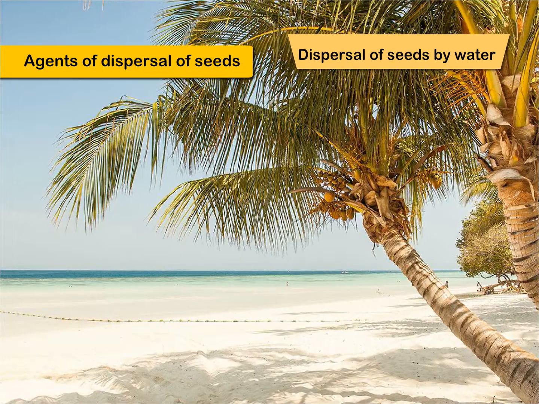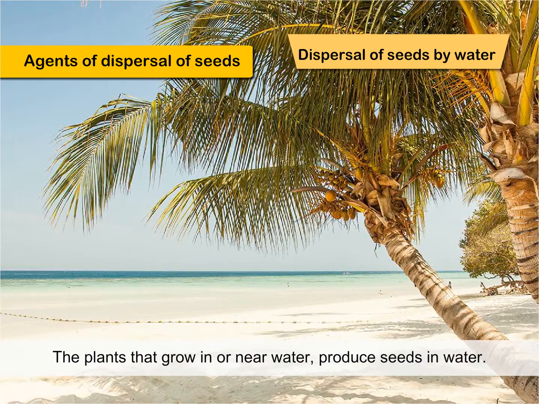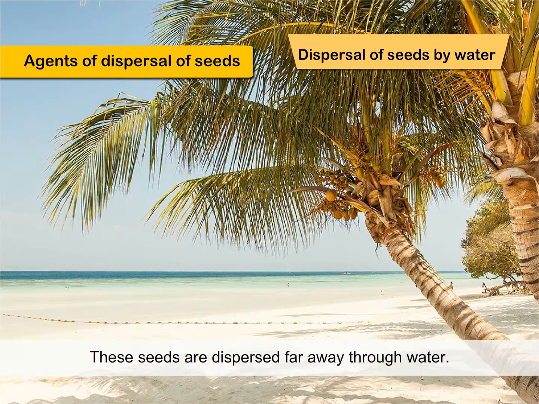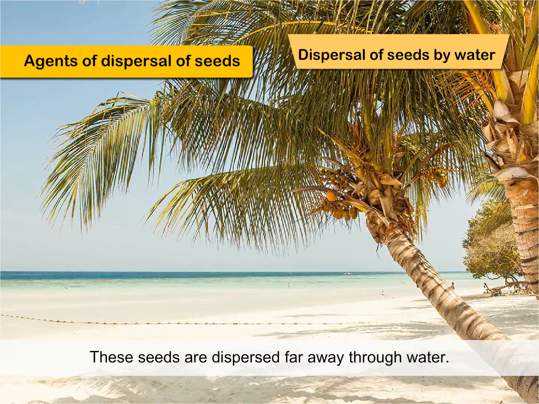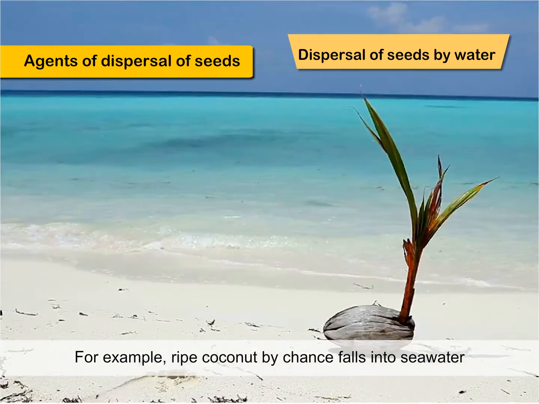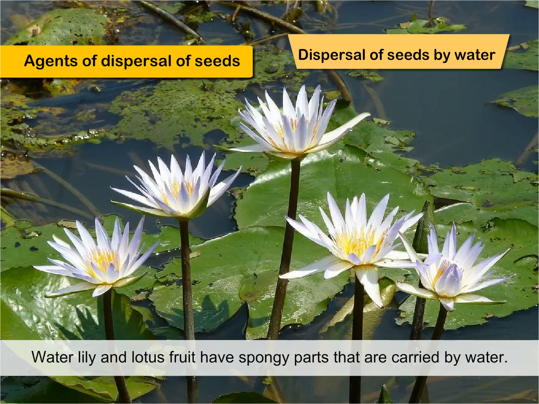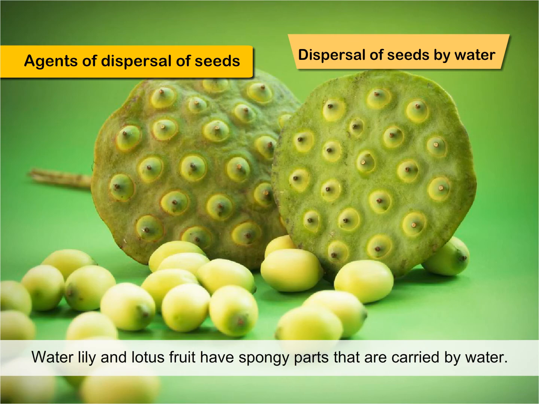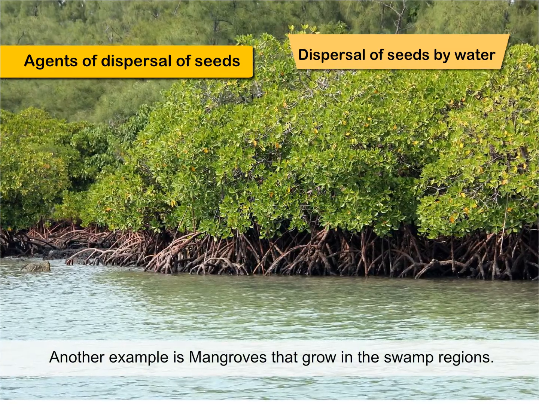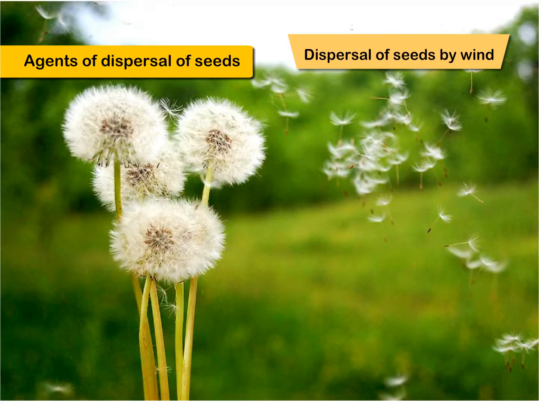Dispersal of seeds by water. The plants that grow in or near water produce seeds in water. These seeds are dispersed far away through water. For example, ripe coconut by chance falls into seawater and is carried far away through water. Water lily and lotus fruit have spongy parts that are carried by water. Another example is mangroves that grow in the swamp regions.